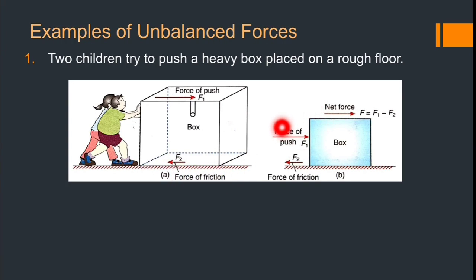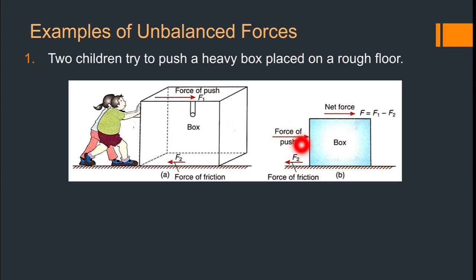From this figure it is clear that the force of push which is acting on this block by these two children is of larger magnitude than the force of friction. So we can say that these two forces are not balancing each other, hence they constitute an unbalanced force. And if there is an unbalanced force, then there will be a net force. So what is the direction of net force? You know that the direction of net force is in the direction of the larger force.